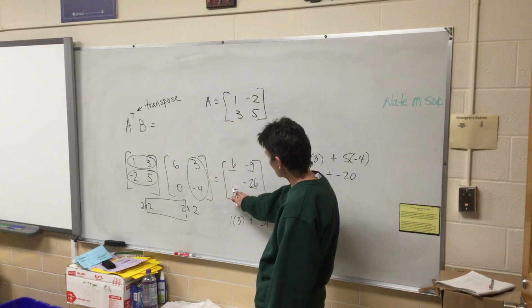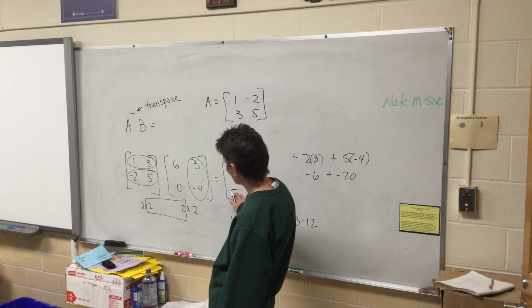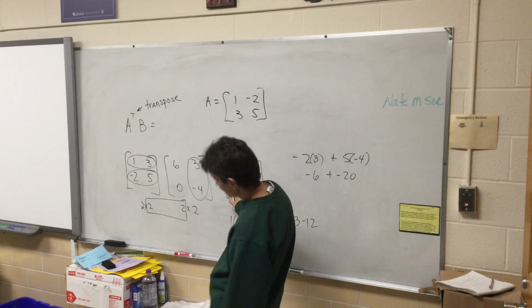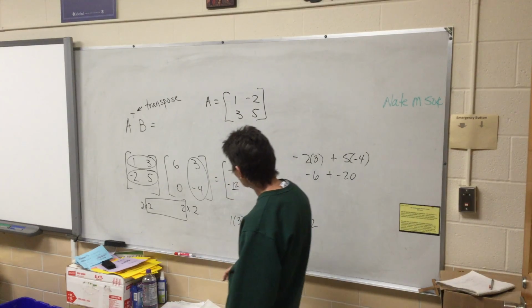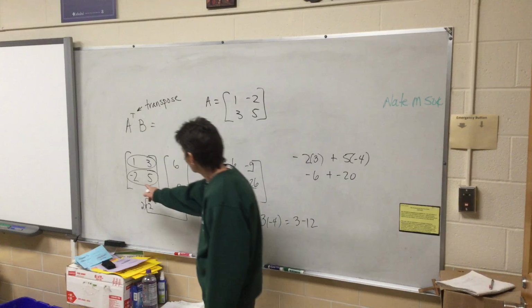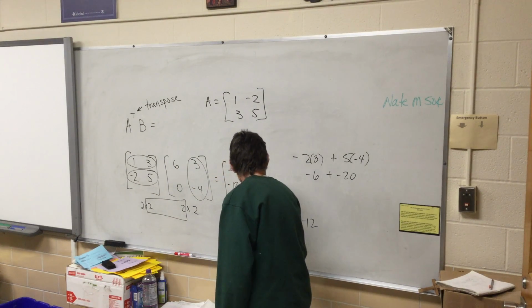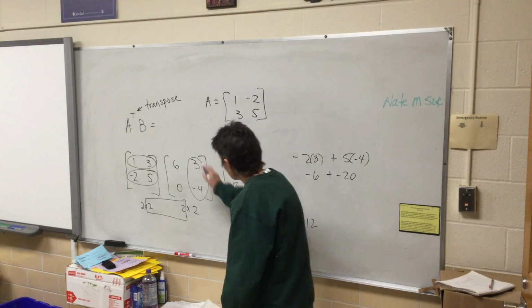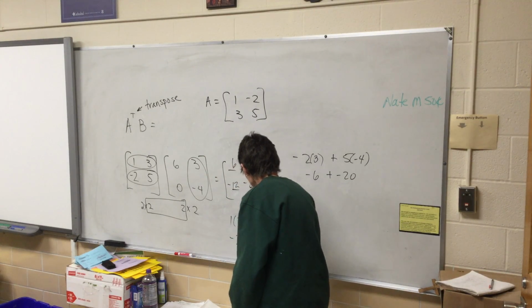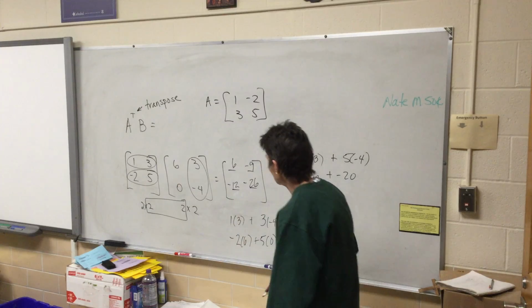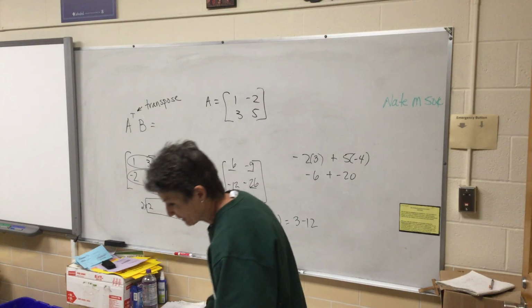To find this position, is it negative 12? It is negative 12. At least that's what I got. It's negative 2, 5 times 6, 0, and that would be negative 12. Perfect.